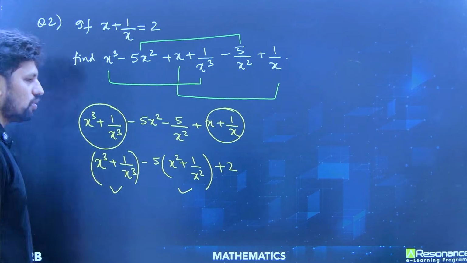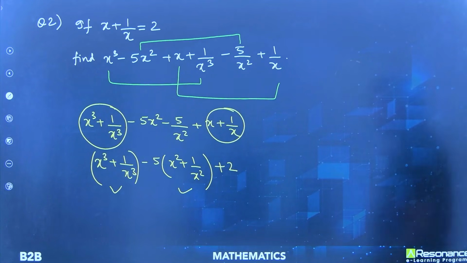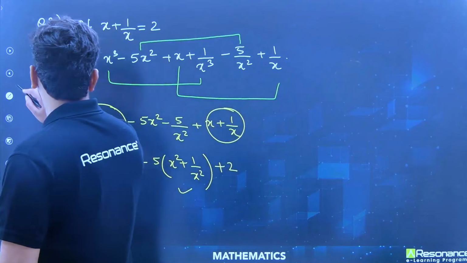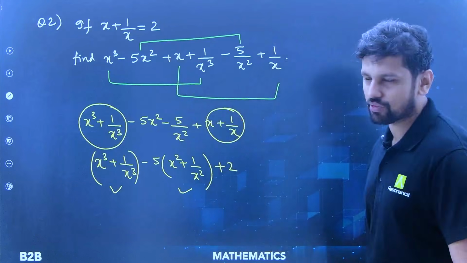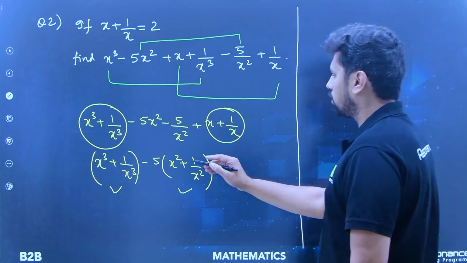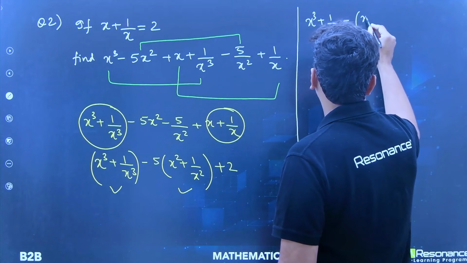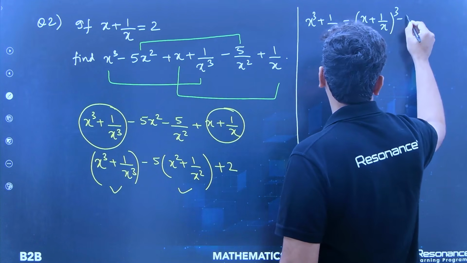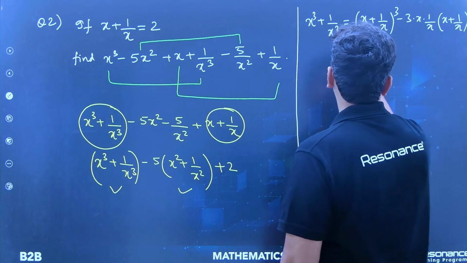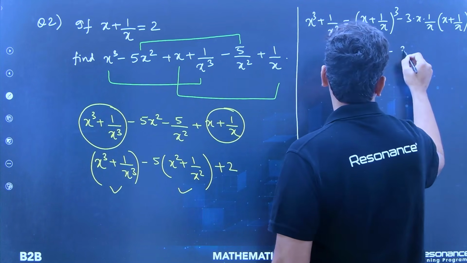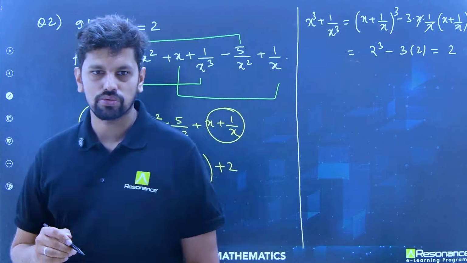Okay. So what we have to find is x cube plus 1 by x cube. So let's do it. We can easily make it a quadratic equation also. Correct. So x cube plus 1 by x cube will be equal to, again, (x plus 1 by x) whole cube minus 3ab into (a plus b). So this will become 2 cube minus 3 into 2, that is 8 minus 6, which is equal to 2.